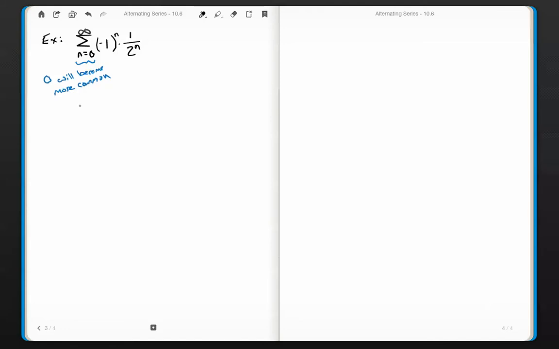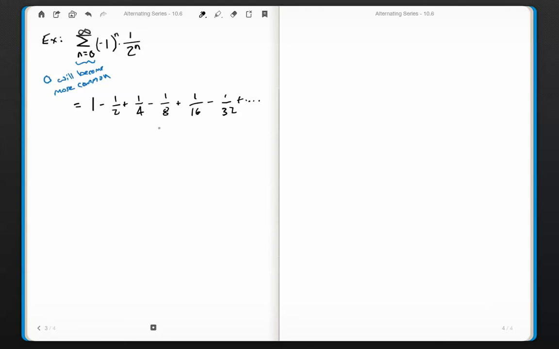And what will that equal? I'm going to write it down here so I have a little more room. The first term will be 1, because (-1) to the 0 is still 1, and 1 over 1 is 1. Minus 1/2 plus 1/4 minus 1/8 plus 1/16 minus 1/32 plus and so on.